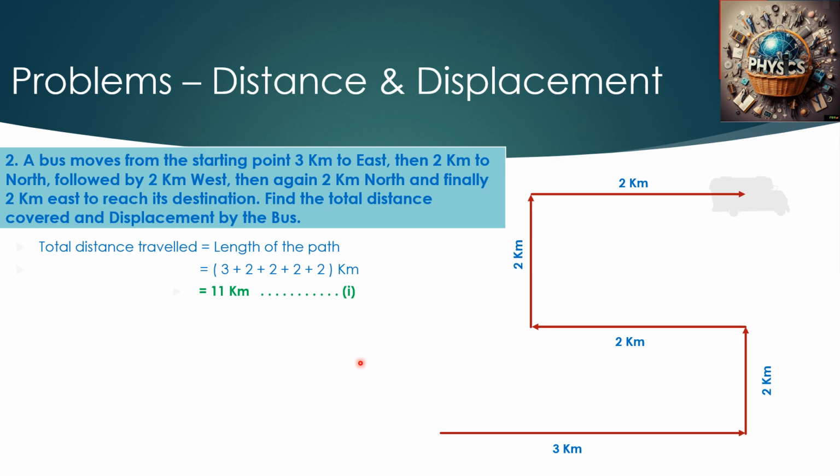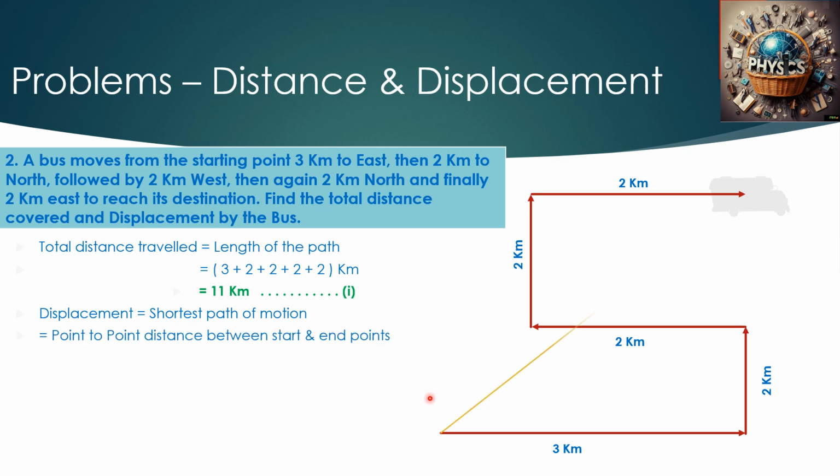Now we need to find the displacement. As per the definition of displacement, displacement is the shortest path between the starting and the end point. So in this case, this will be the displacement, the yellow one. If we draw the lines across the whole trajectory, we will draw a right angle triangle where AC is the displacement, whereas BC is the perpendicular and AB is the base.